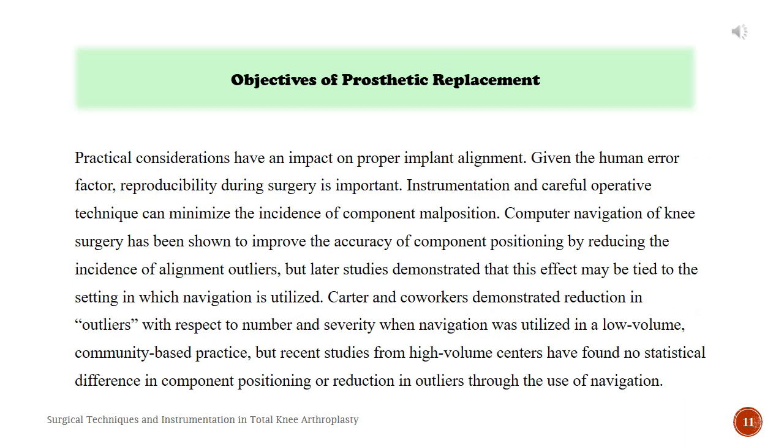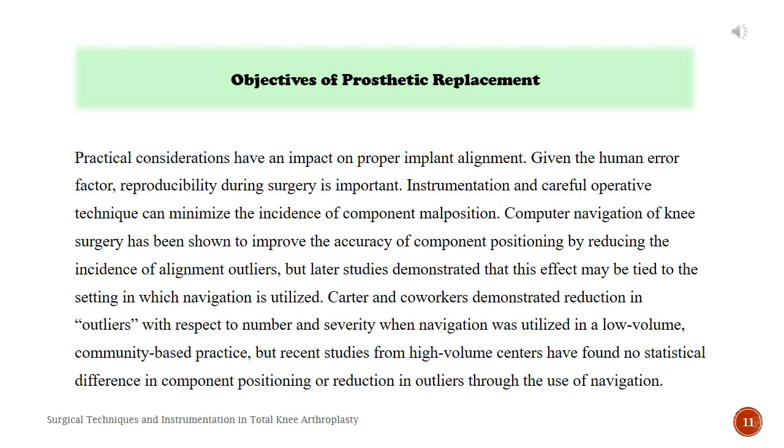Objectives of prosthetic replacement. Practical considerations have an impact on proper implant alignment. Given the human error factor, reproducibility during surgery is important. Instrumentation and careful operative technique can minimize the incidence of component malposition. Computer navigation of knee surgery has been shown to improve the accuracy of component positioning by reducing the incidence of alignment outliers, but later studies demonstrated that this effect may be tied to the setting in which navigation is utilized.